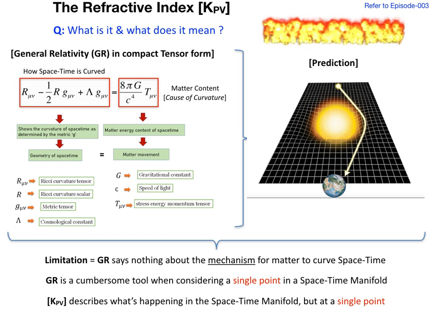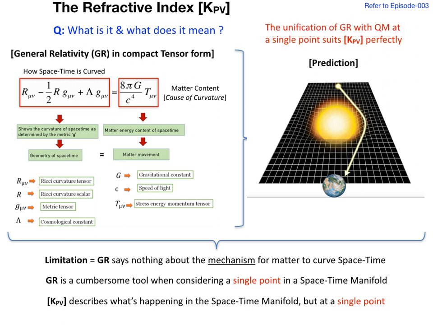Hence, the unification of general relativity with quantum mechanics at a single point can be readily expanded to a space-time manifold. Therefore, the method of single-point analysis reduces complexity and suits the refractive index of the polarizable vacuum approach to general relativity perfectly. Let's now take a closer look at the quantum vacuum.